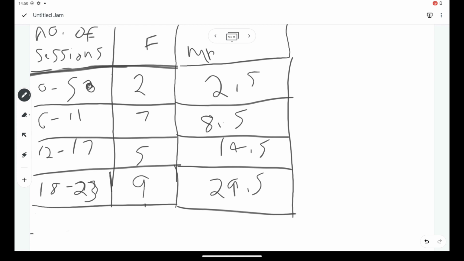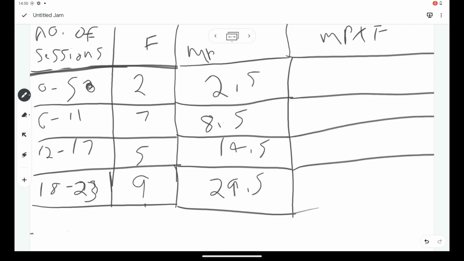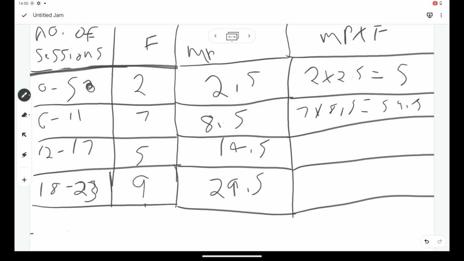Your next part is to complete the midpoint multiplied by the frequency. So again, I'm just going to put it in a table, but it's entirely up to you how you record this. So midpoint times frequency. So in this box here we want 2 times 2.5, which will give us, if I get my calculator going, 2 times 2.5 will just give us 5. Here we want 7 times 8.5, which will give us 59.5, and so on and so forth.